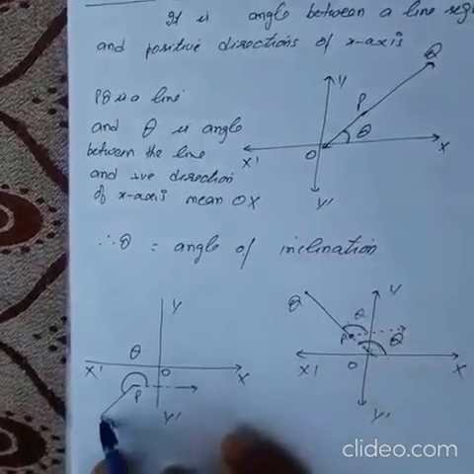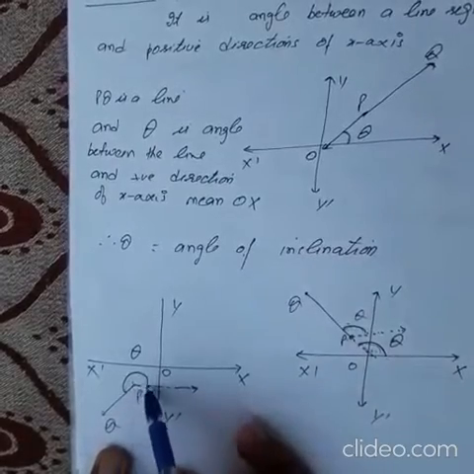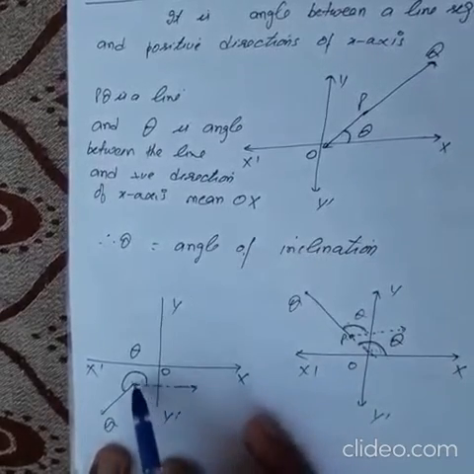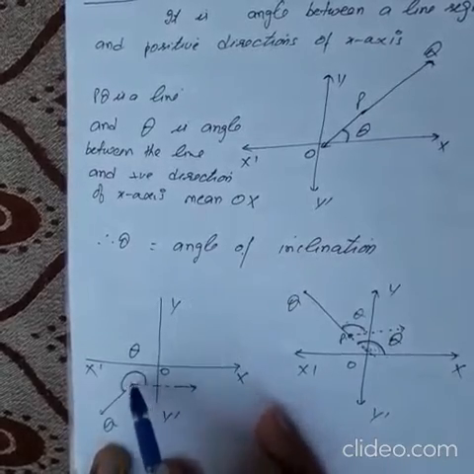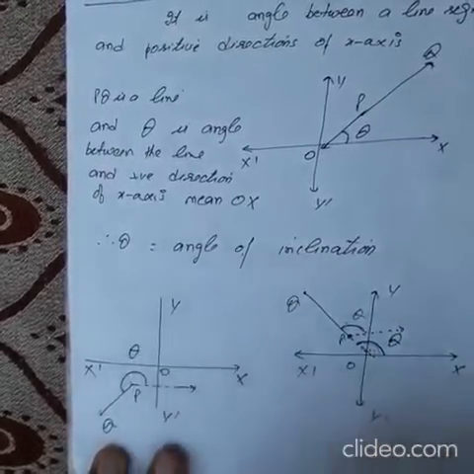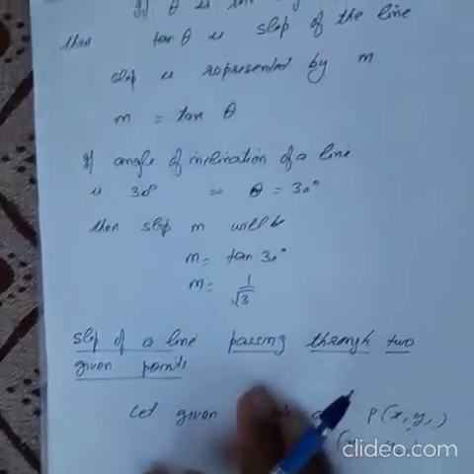Similarly, if the line is like this, then this is the angle with the positive x-axis. This is the positive x-axis direction, and this is the line. So this is the angle of inclination, which is theta. So this was the angle of inclination.